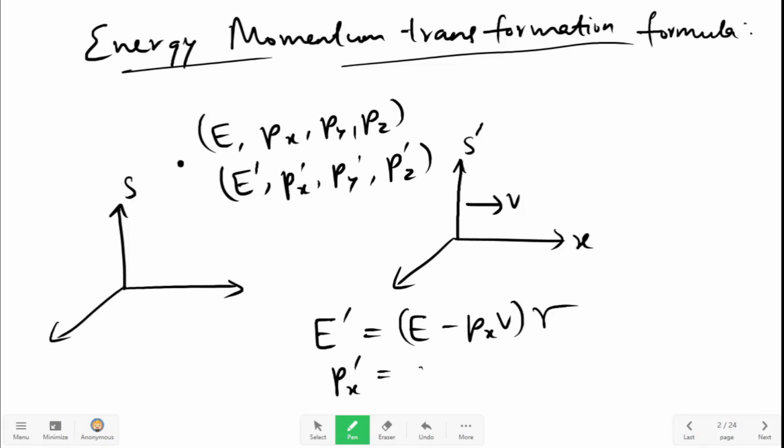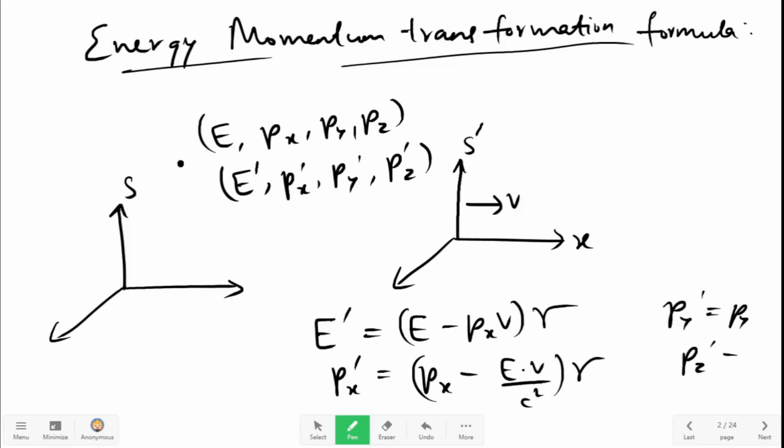Px prime is equal to Px minus E into v upon c square times gamma. Py prime is equal to Py. Pz prime is equal to Pz. Because the motion of S prime is along the x-axis direction, the components of momenta along y-axis and z-axis remain unchanged in both the inertial frames.